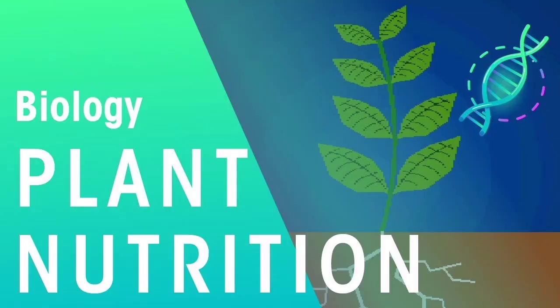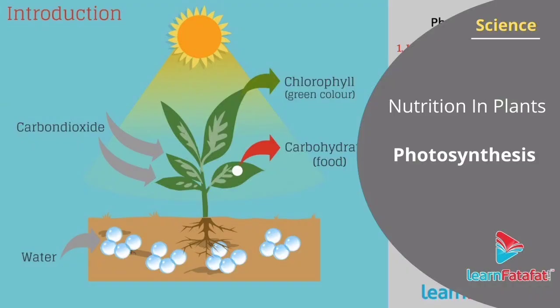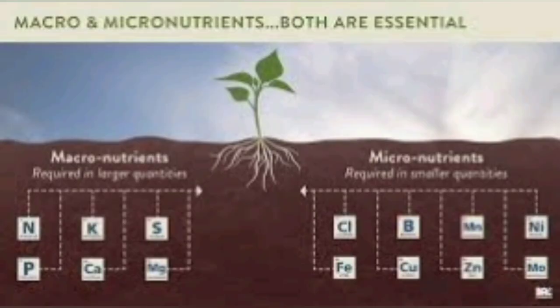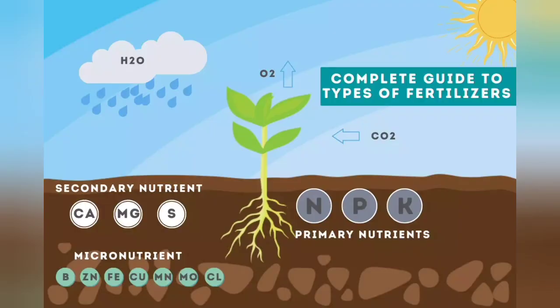Now we're going to talk about plant nutrition, the process by which plants acquire the necessary nutrients and energy to survive and grow. Plants, like all living things, require a range of nutrients to thrive. These nutrients include macronutrients such as nitrogen, phosphorus, and potassium, which are needed in large amounts, as well as micronutrients such as iron and zinc, which are required in smaller quantities.